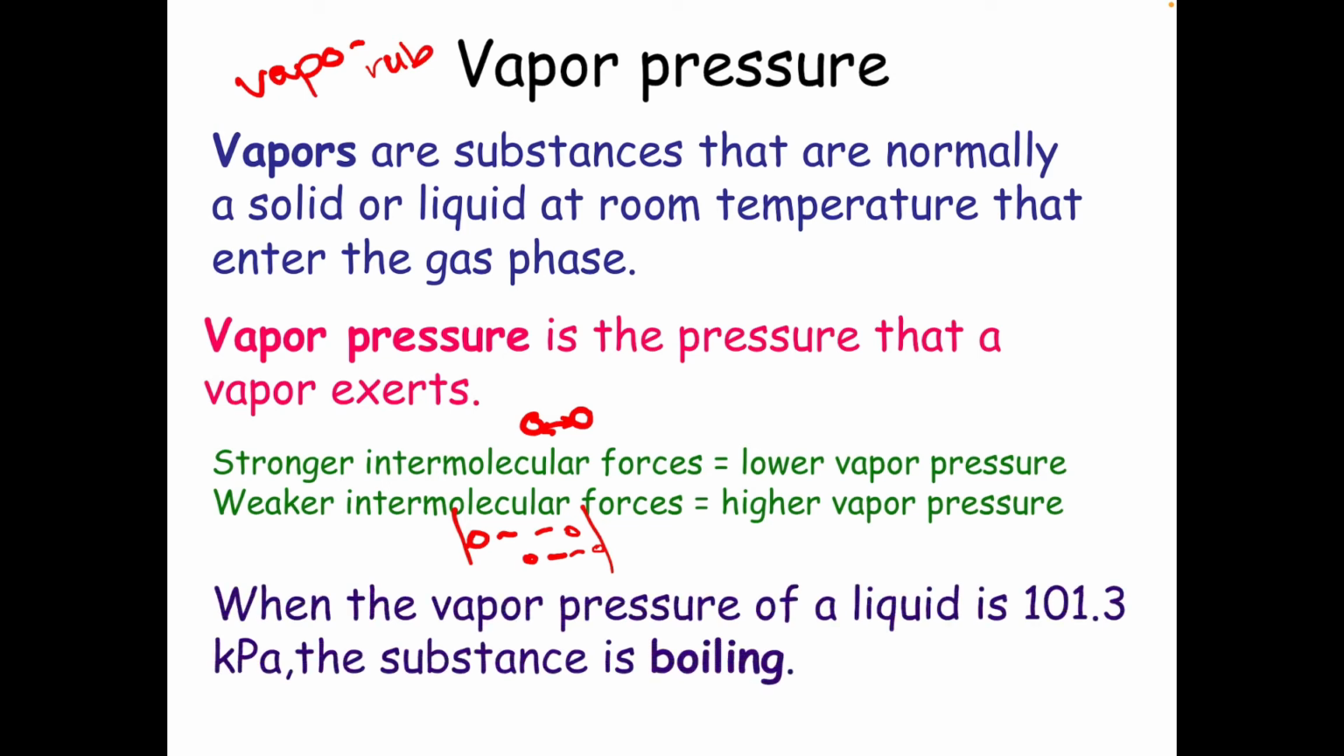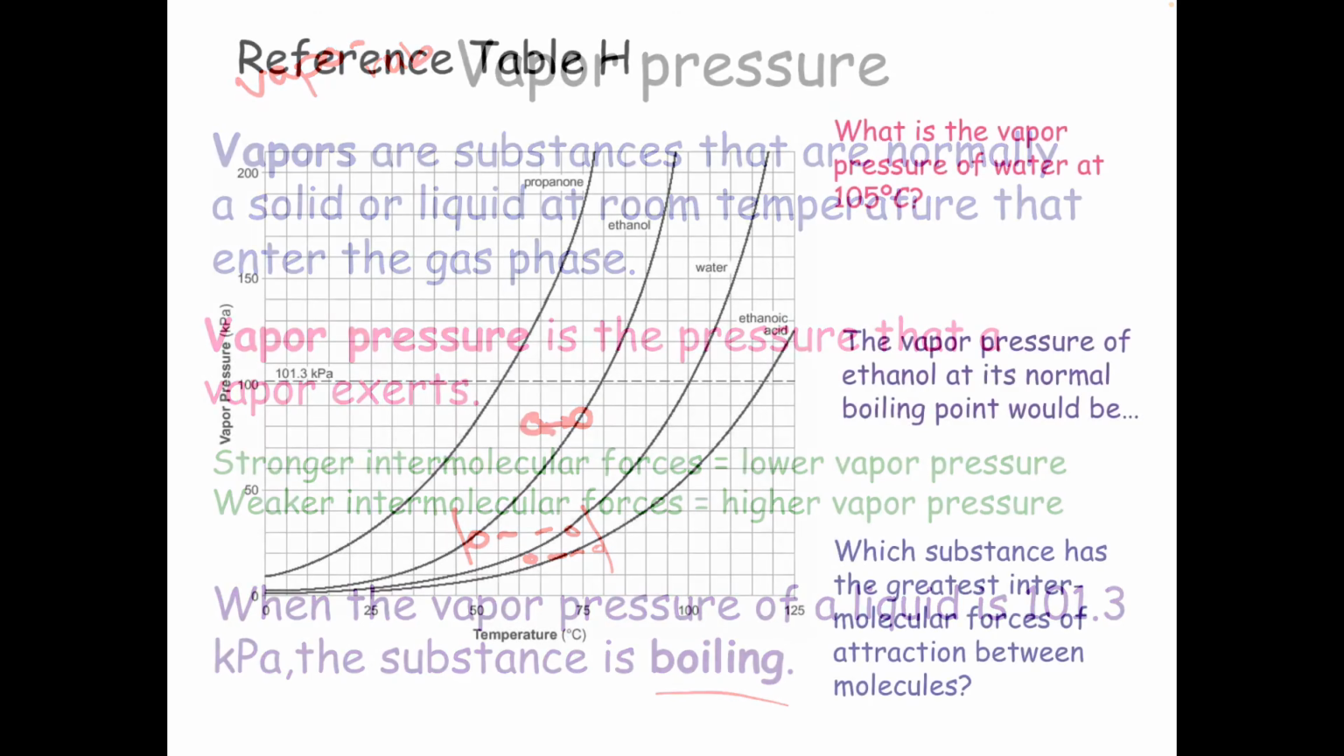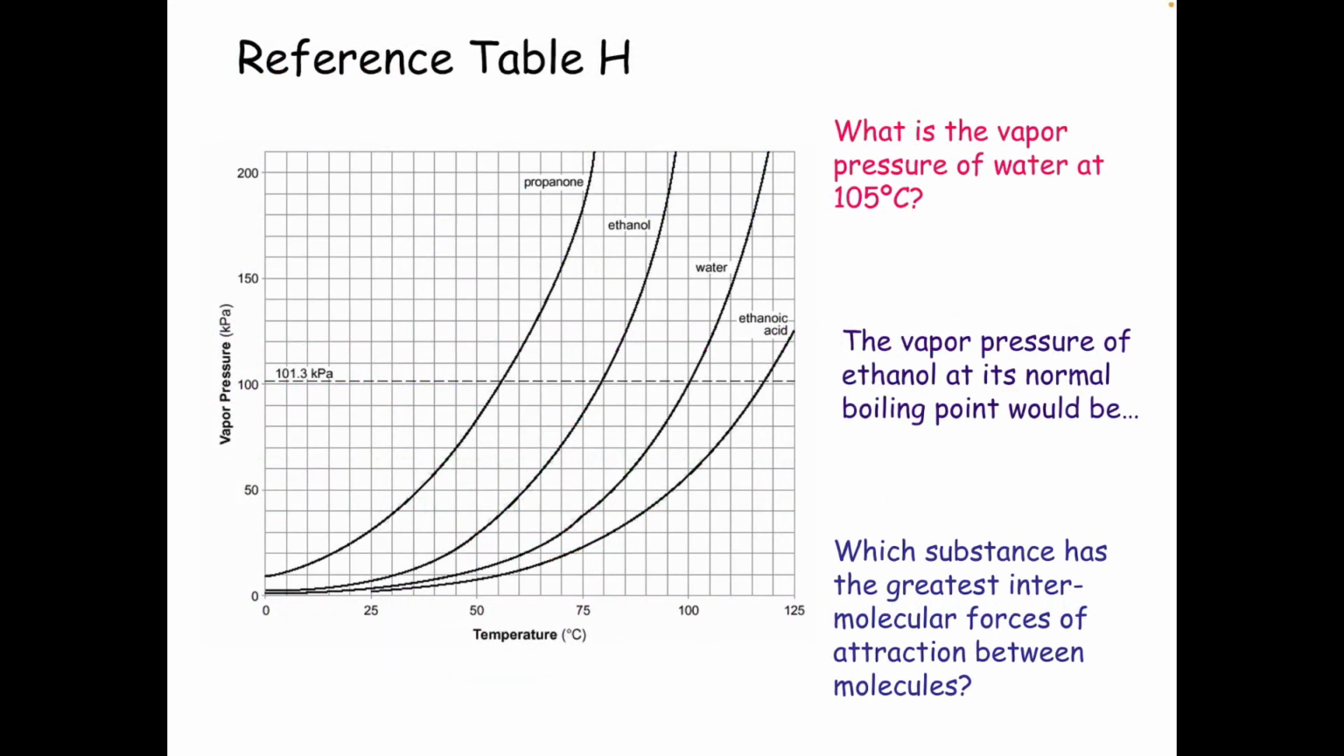When the vapor pressure of a liquid is 101.3 kilopascals, we call that substance boiling. So actually, boiling doesn't have to be at 100 degrees Celsius for water. It could be at a different temperature as long as you have the pressure at 101.3 kilopascals, which is kind of interesting. So here we have reference table H.